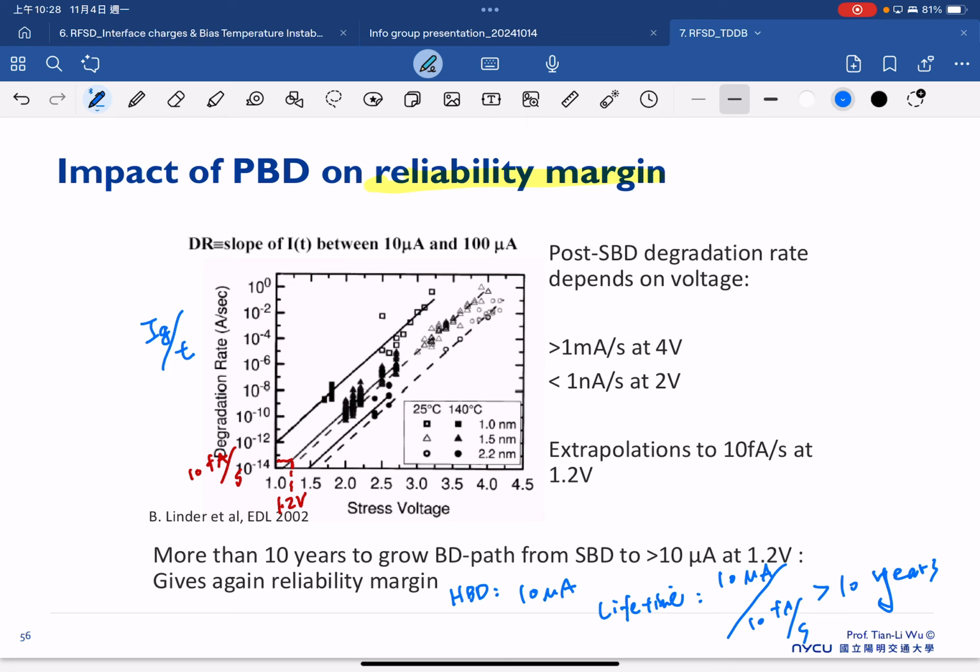Then we tell our customers that we have a product with a 1 nanometer dielectric, but if you operate at 1.2 volt, you don't need to worry about lifetime because you can use this product for more than 10 years. That's exactly what the customer wants to hear, because he wants to know what condition he can use it in for a certain time.